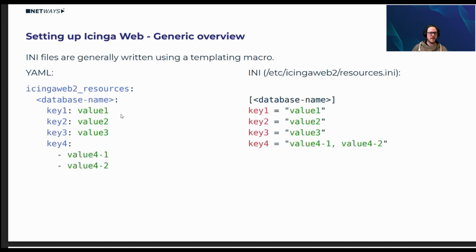The same thing I just said, abstracted a little bit. We have the database name and then the key value pairs. Also, lists work fine. Lists will just be translated to comma-separated values in here, and you can use that in many places for many configuration settings in Icinga Web.